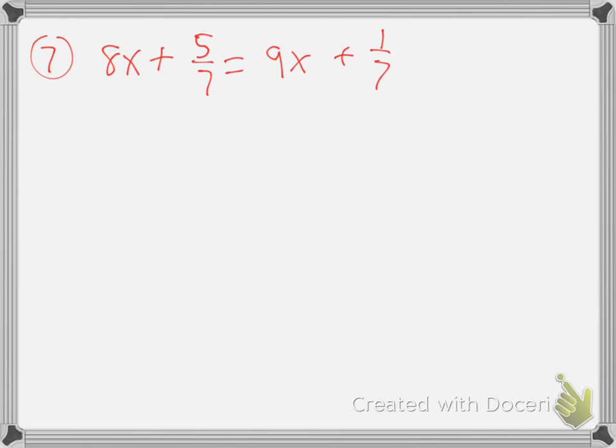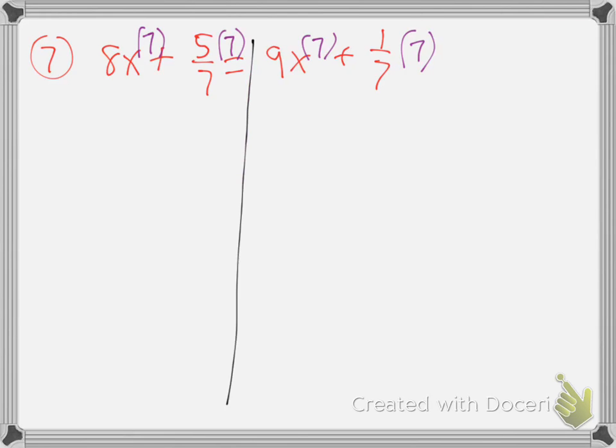So first step, what's the first step on this one? Clear those fractions. Multiply through by 7, right? And these cancel, don't they? Make sure you cancel. Show the canceling, because that's why we're doing it, to get those to cancel.